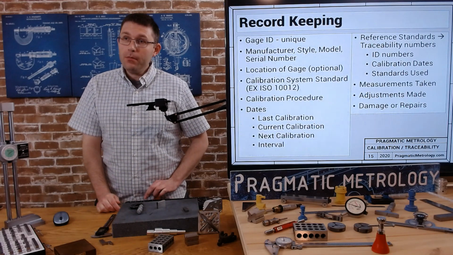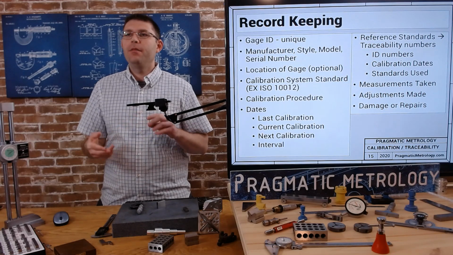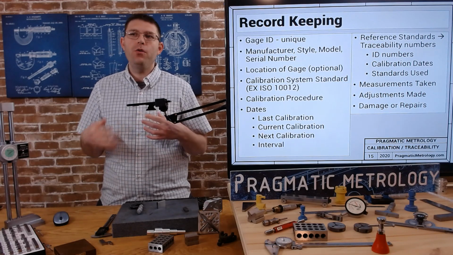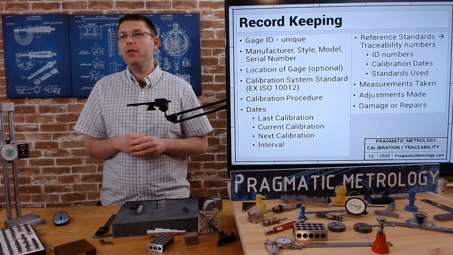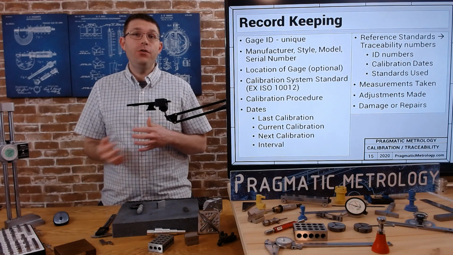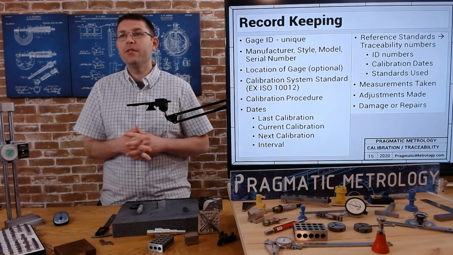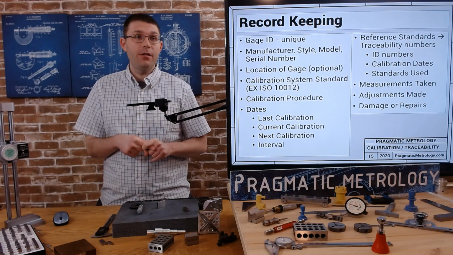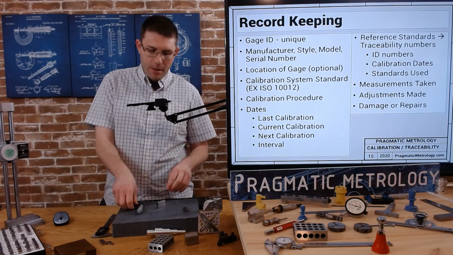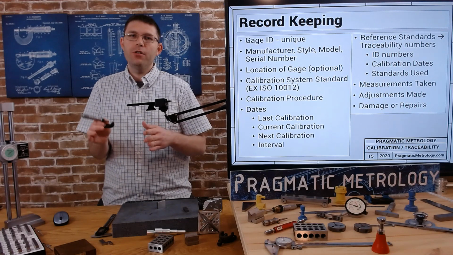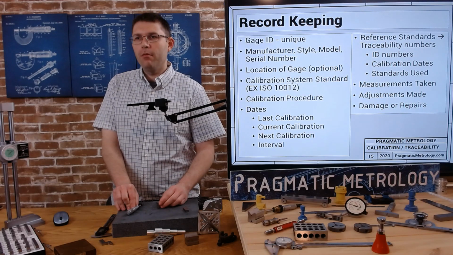So, in terms of record keeping, again, just to reiterate, you need the gauge ID, manufacturer, style, model, serial number, location, where you're using it, inspection, production. What standard you are using is very important. You need to be able to trace it back to the standard that you're choosing to calibrate against. Your procedure should have some sort of serial number associated with it, or a title, so you can say, yes, I'm calibrating the micrometer according to procedure XYZ, which is available to everybody who does calibration.